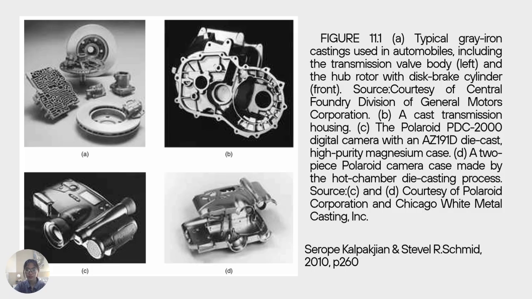Moving on to figure 11.1, with A being a typical gray iron casting used in automobiles, including the transmission valve body on the left and the hub rotor with disc brake cylinder to the front. And moving on to B, it is a cast transmission housing, with C, the polarizer of a PDC 2000 digital camera with an AC91D die cast, high purity magnesium case. Moving on to D, it is a two-piece Polaroid camera case made by the hot chamber die casting process.